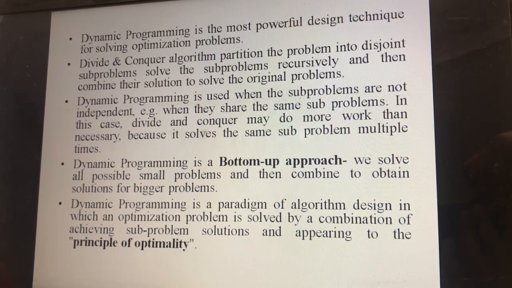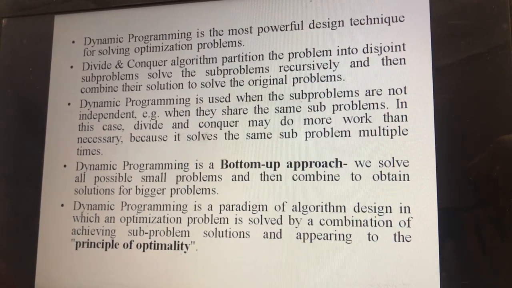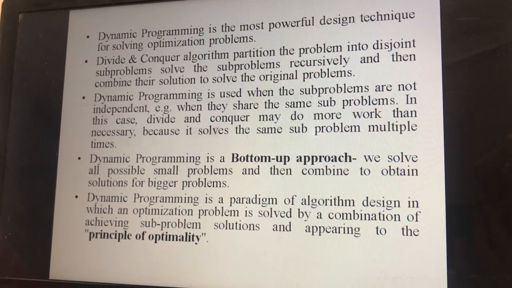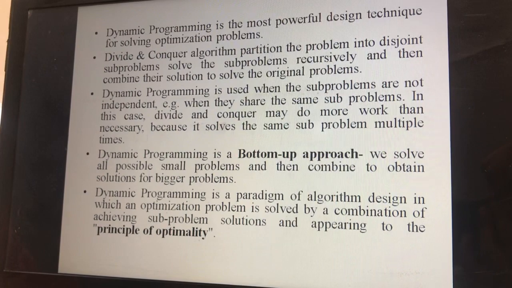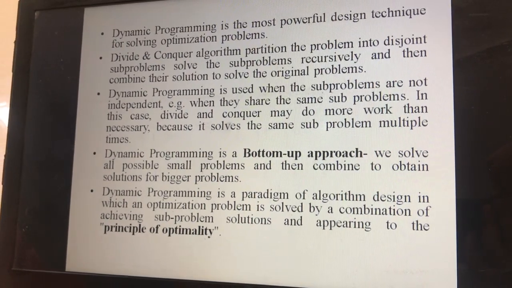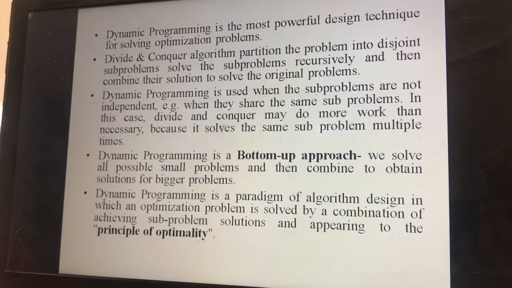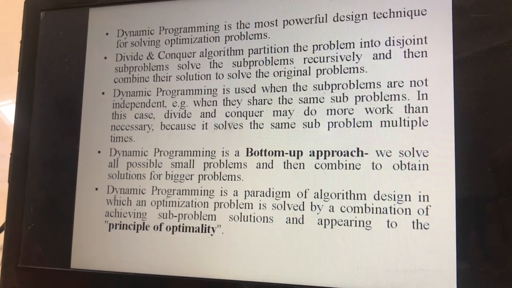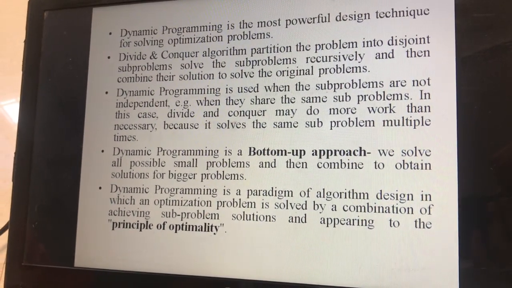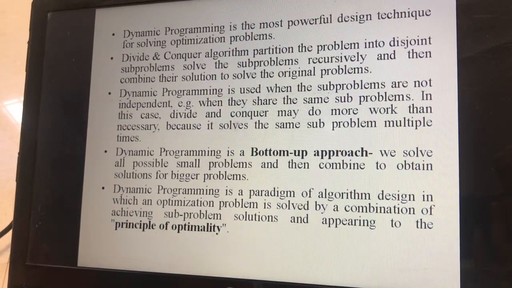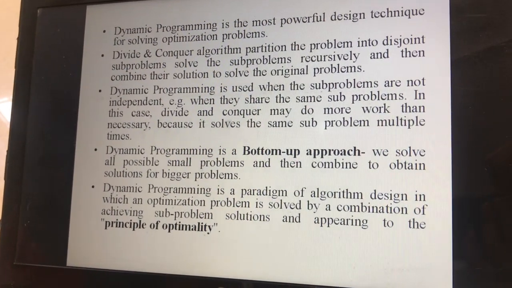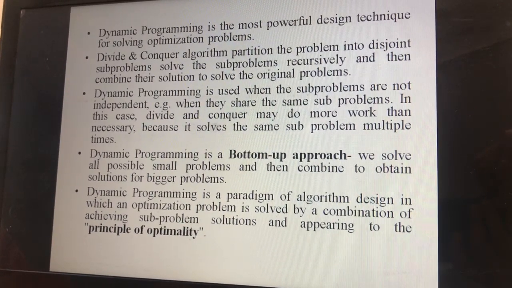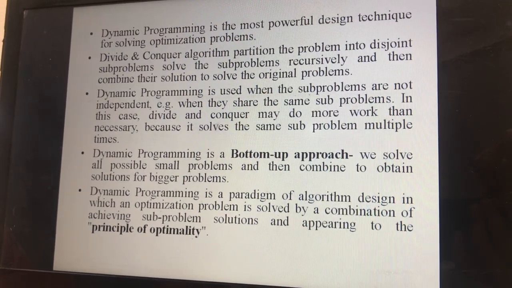In the divide and conquer algorithm, we take one problem and divide it into disjoint problems, solve the subproblems recursively, and then combine the solutions to solve the original problem. Whereas dynamic programming is mainly used when subproblems are not independent of each other, for example, when they share the same subproblems. In this case divide and conquer may do more work than necessary because it solves the same subproblem multiple times.